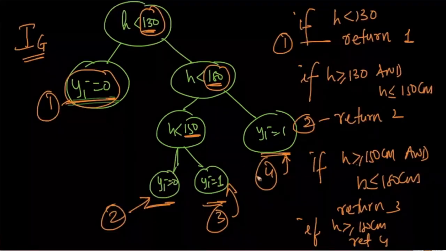If h less than 130, return 1, because decision tree construction finds these nice thresholds for you using information gain. These are very, very good thresholds if you had only height as a feature, because a decision tree is a fairly good model to start with. Let me see how to convert this into if else conditions. Now I will say if h less than 130, return 1; h greater than or equal to 130 and h less than or equal to 150, return 2.